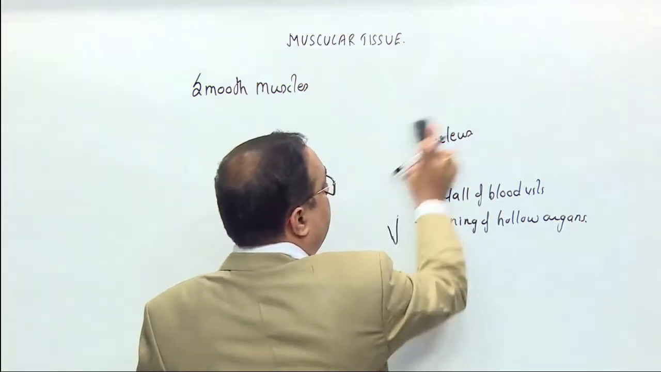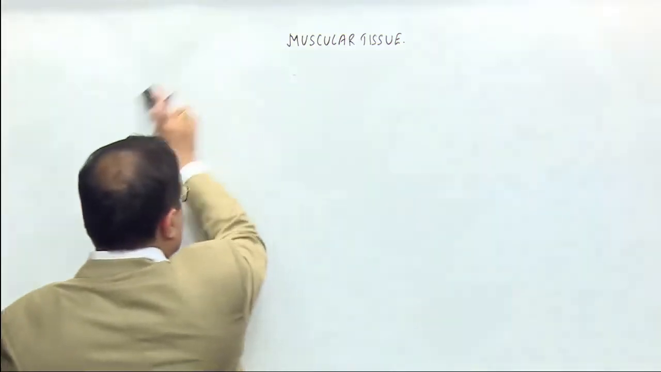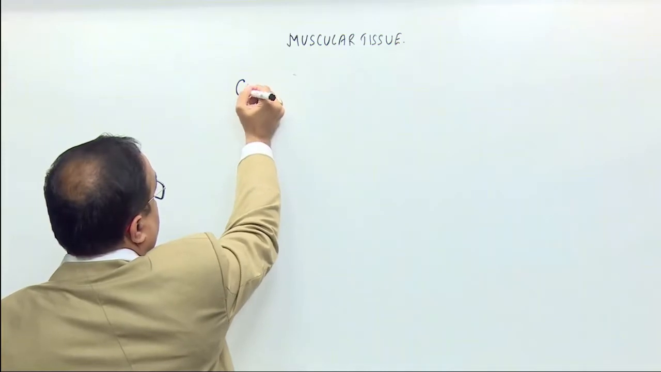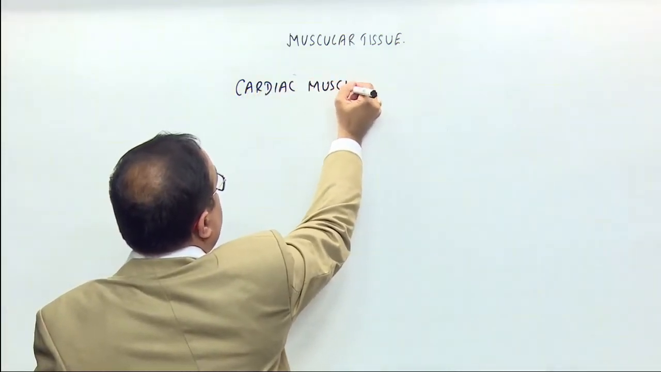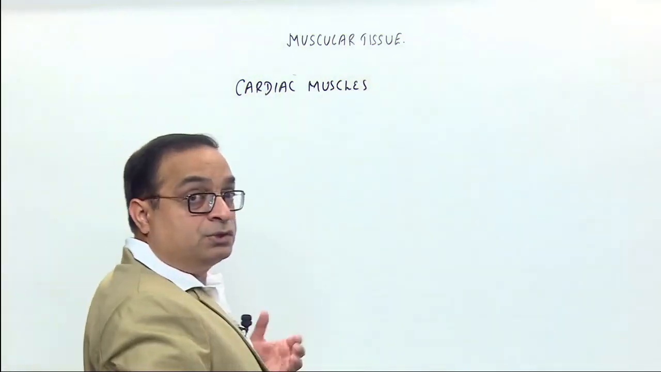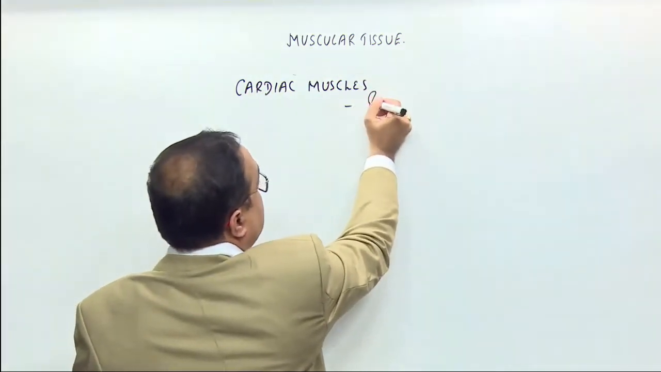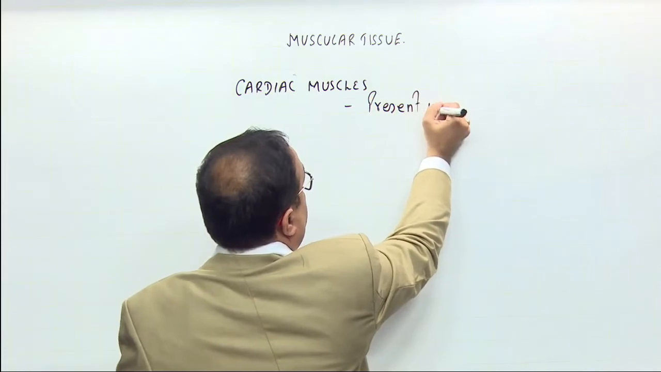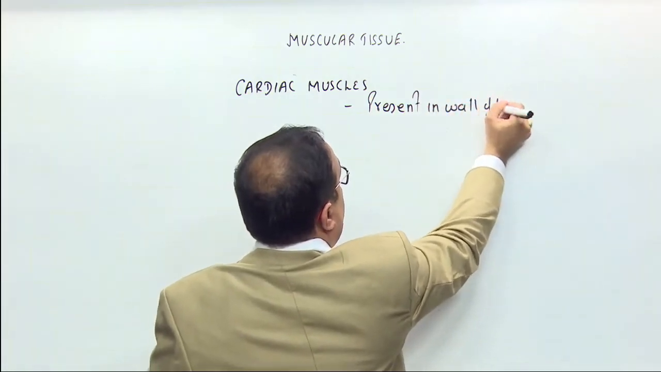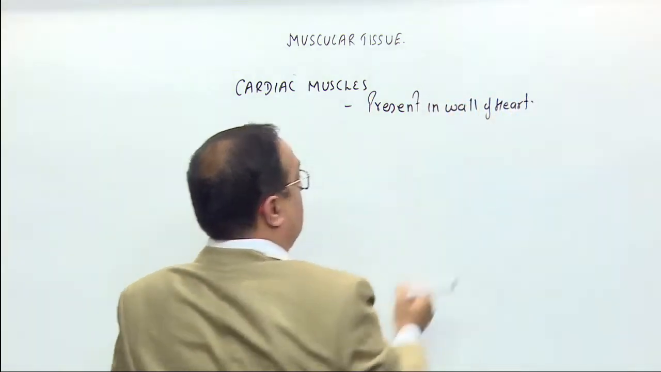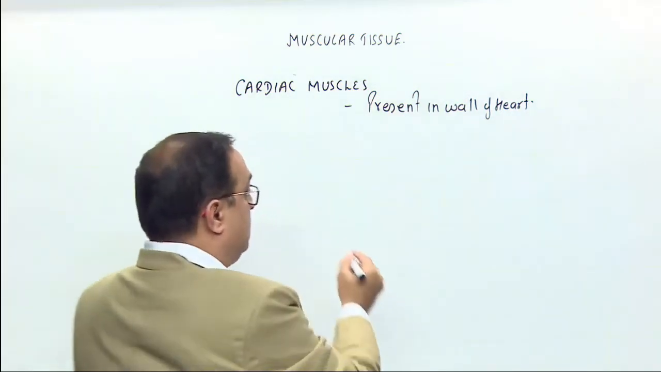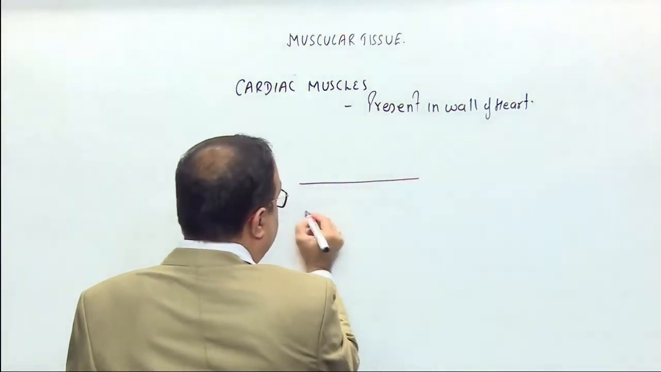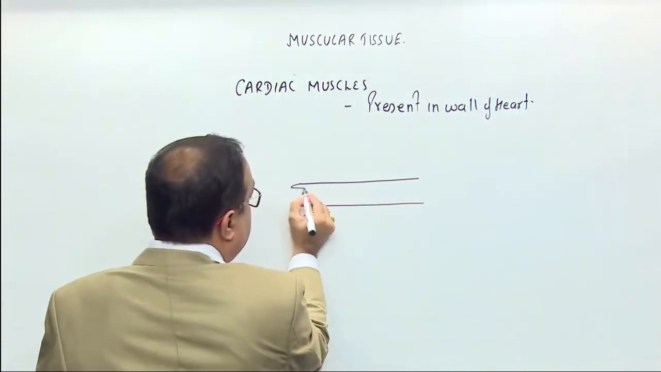The third type of muscle fibers are cardiac muscle fibers. We know that the word cardiac is related to the heart. So that means the cardiac muscles are present in the wall of the heart and they are responsible for the pumping action of the heart. If I draw the structure of one cardiac muscle fiber, it's like this.